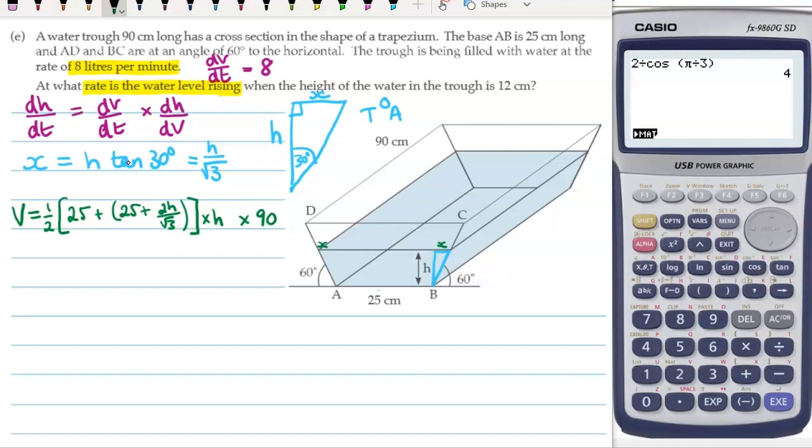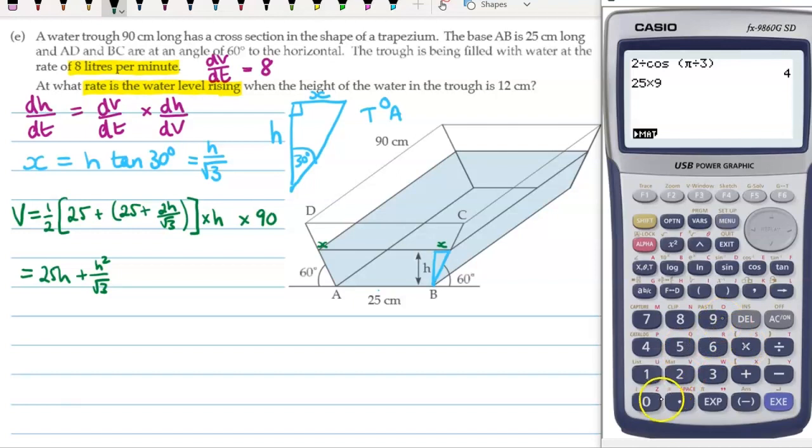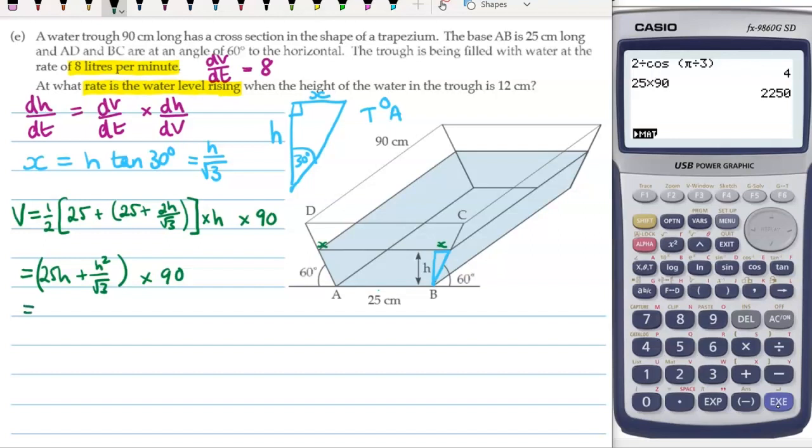Okay, let's tidy up what we've got here. So we'll have 25 plus 25 is going to be 50, and then divide it by 2 is 25. Then we have plus h over root 3. Then they get multiplied by h, so there's an h squared there. This becomes 25h. And then they get times by 90, so 25 times 90. Let's do this in 2 steps. Here we go. That will be 2,250h plus 90h squared over root 3.